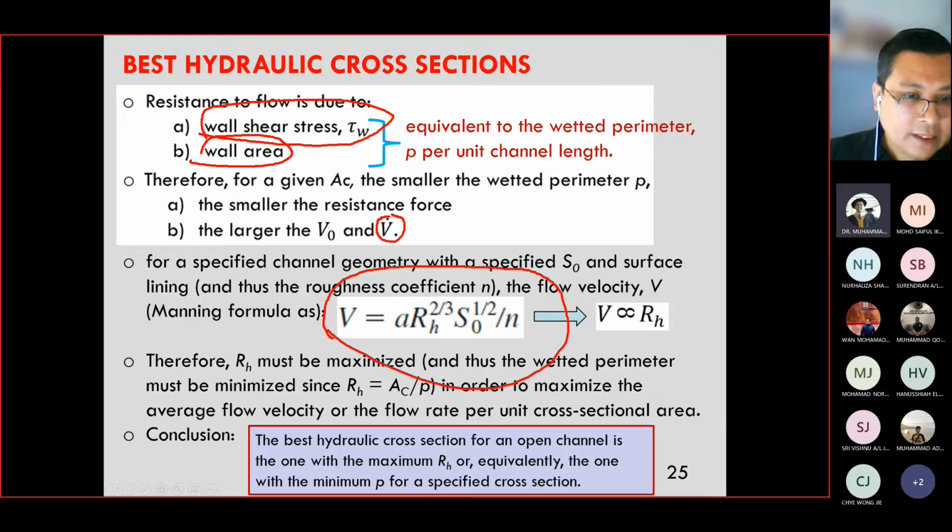Therefore, the hydraulic radius must be maximized and the wetted perimeter must be minimized, since the hydraulic radius Rh equals Ac over P, in order to maximize the average velocity or the flow rate per unit cross-sectional area. So this is the conclusion to increase the efficiency.